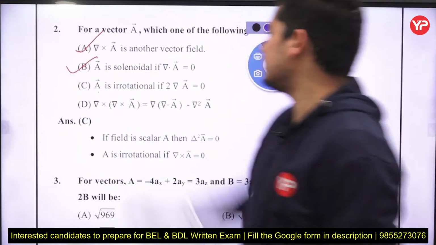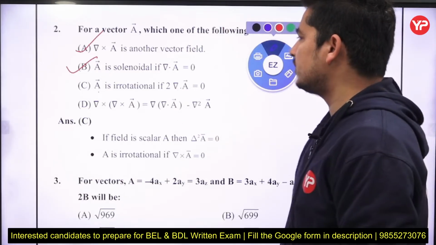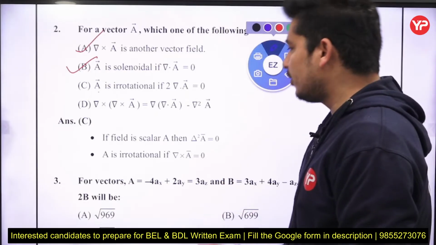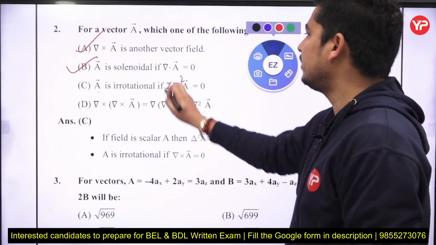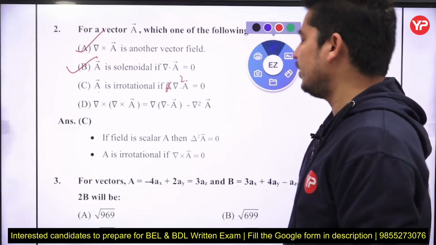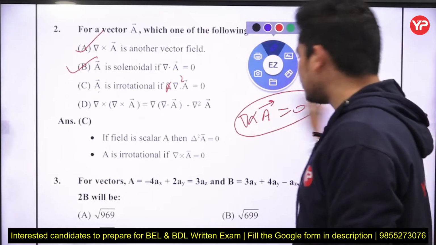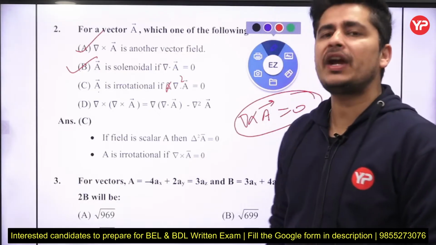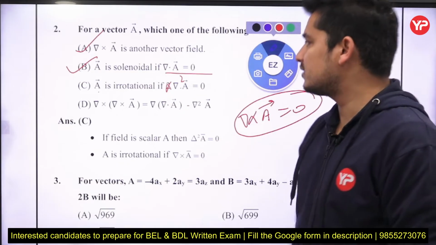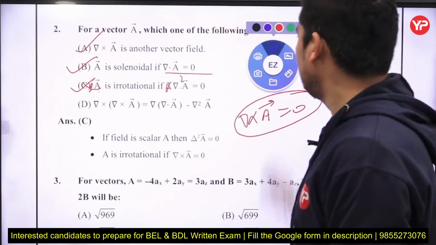If A is a vector quantity, then del dot A equal to 0 is said to be irrotational. See, if your vector field A is irrotational, that is del cross A, not del square A, equals 0. If your vector field is irrotational, that means its curl is 0, right? If your vector field is solenoidal, then its divergence will be 0. That is the thing. The last identity will be correct. So what will be the answer? This statement is not correct, right?